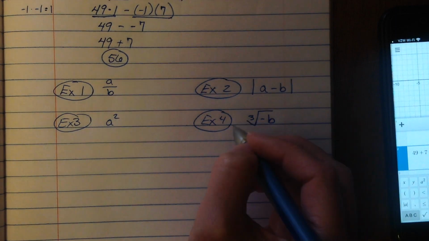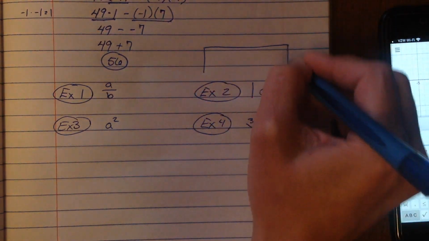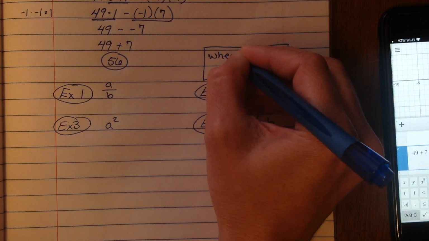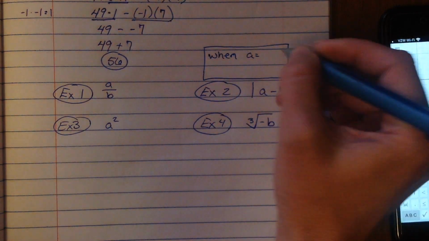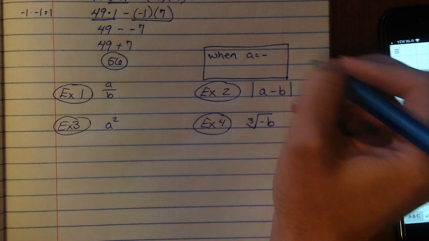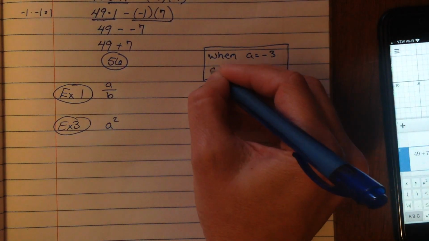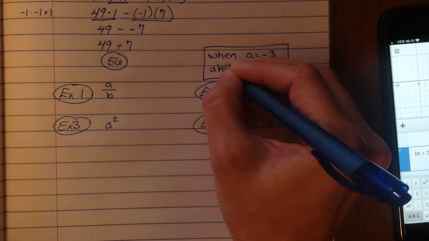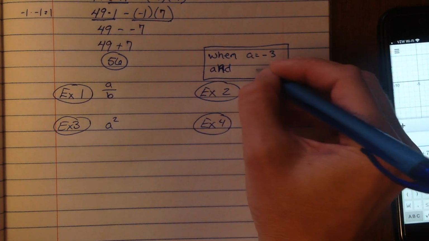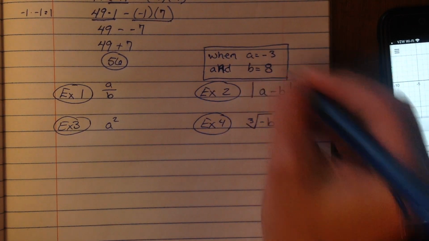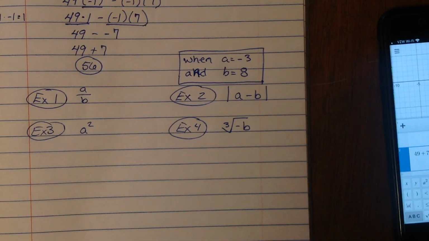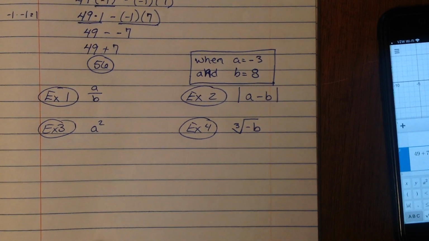All right, and I want you to evaluate these little instructions when A equals -3 and B equals 8. All right, so go ahead and pause the video, see if you can try these on your own, and then unpause the video to get the answers.